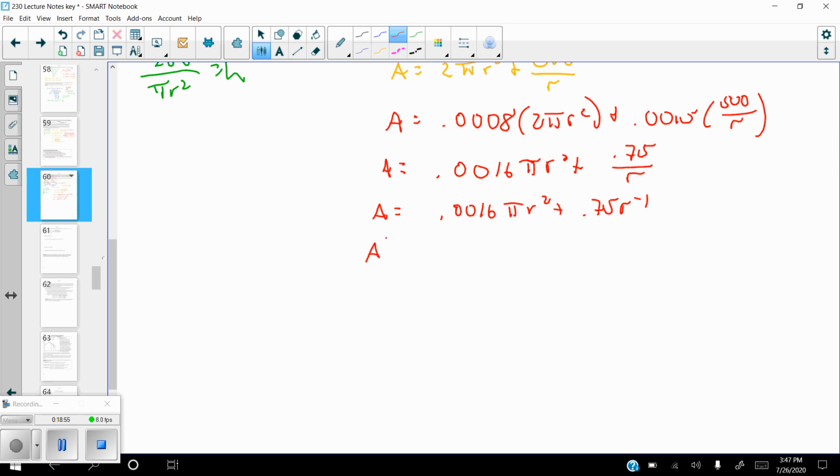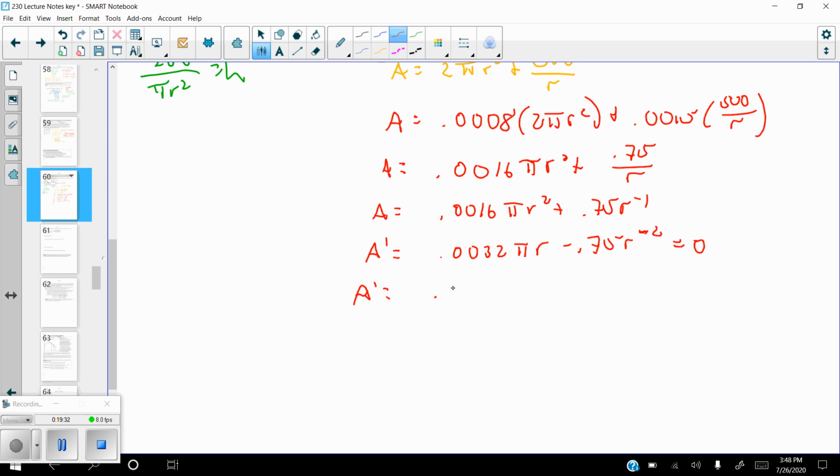So let's go ahead now and take the derivative. The derivative is going to be, let's see, 0.0016 times 2, bringing the 2 out front, is 0.032, I believe, pi r. Yep, that looks right. And then minus 0.75 r to the negative 2 power. And we want to find the critical values for r, so we're going to set that equal to 0.